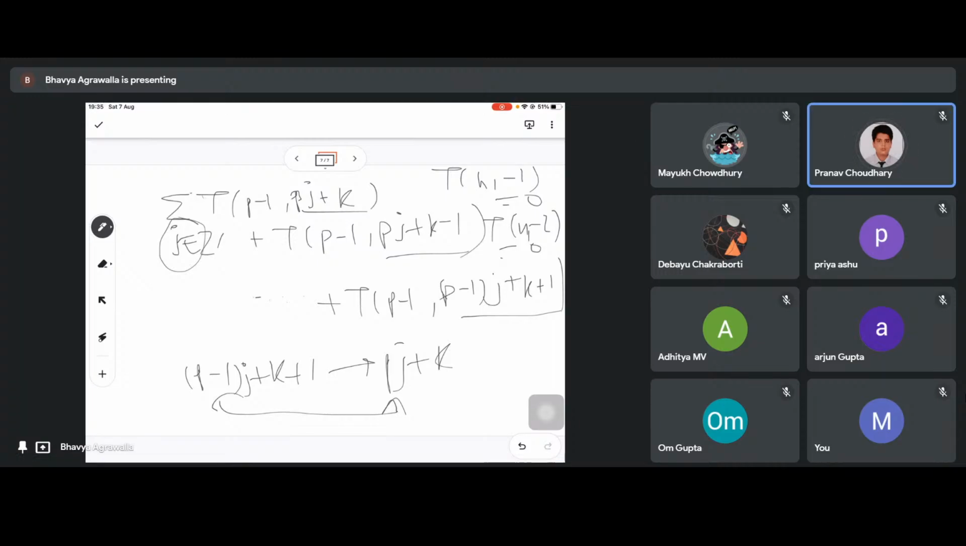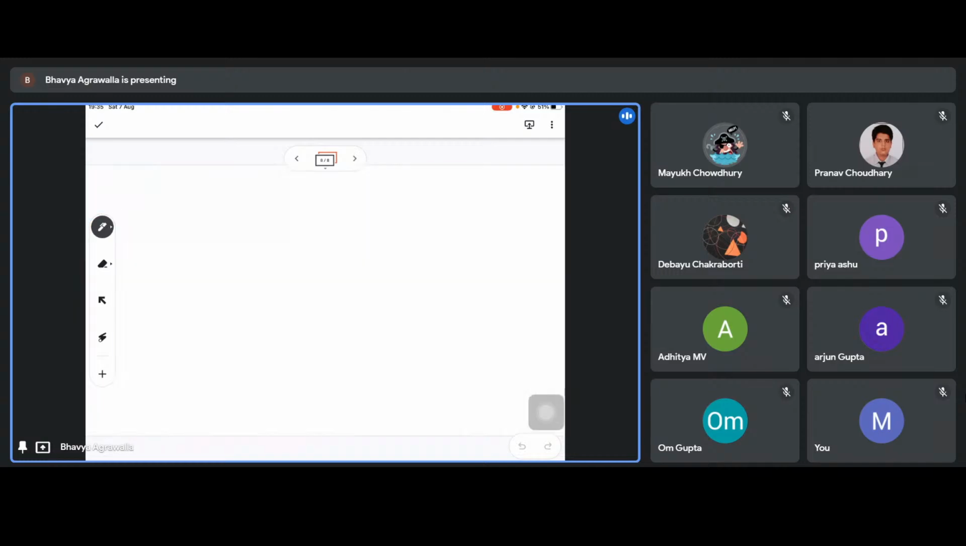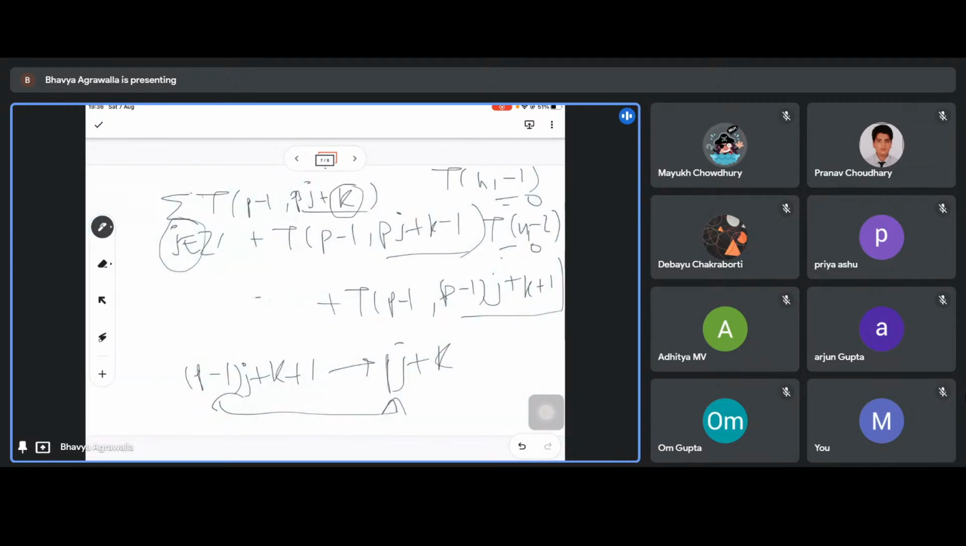Got it. Yeah, so now we have shown that T1 equals T2 equals Tp minus 1 for n equals p, right? In fact, we have shown this even for T0. Over here, it did not matter whether I chose K0 or not, right? This thing covered the sum over all Tp minus 1 comma s. Yes.